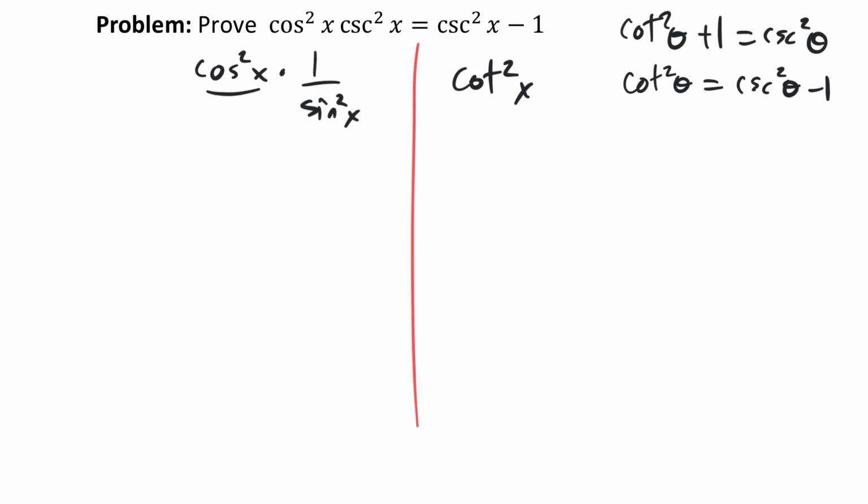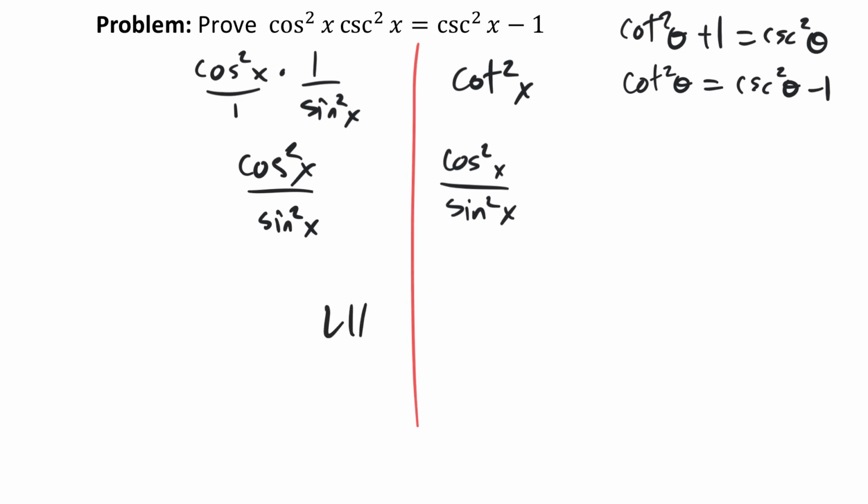Now, if this is a cos, it's really like a cos over 1. So cos squared times 1 is cos squared x. Sine squared times 1 is just sine squared x. And on the right-hand side, cotan squared is cos over sine, because cotan is cos over sine, so cotan squared is cos squared over sine squared. And there we have it. Left-hand side equals right-hand side.